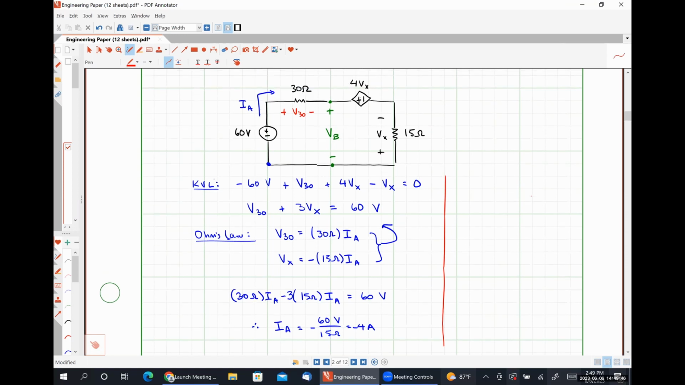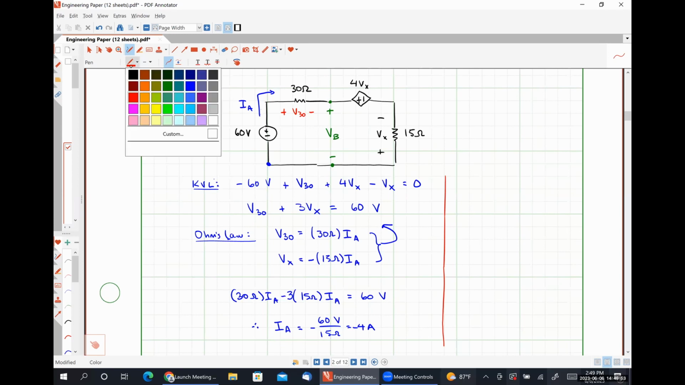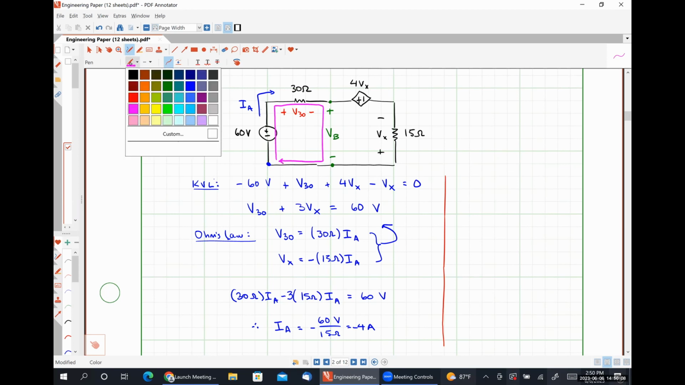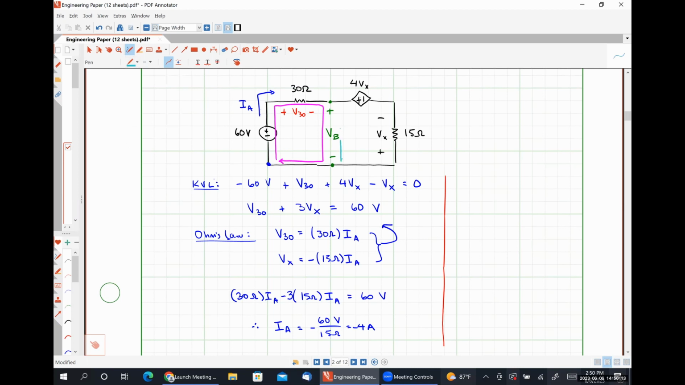So I have 2 choices here for the path that I can do to find VB. I can either do this path, which I'm going to label in pink, so I can start from the bottom left-hand corner here, go through this resistor, down and like so. Or I could start here, go around like so.